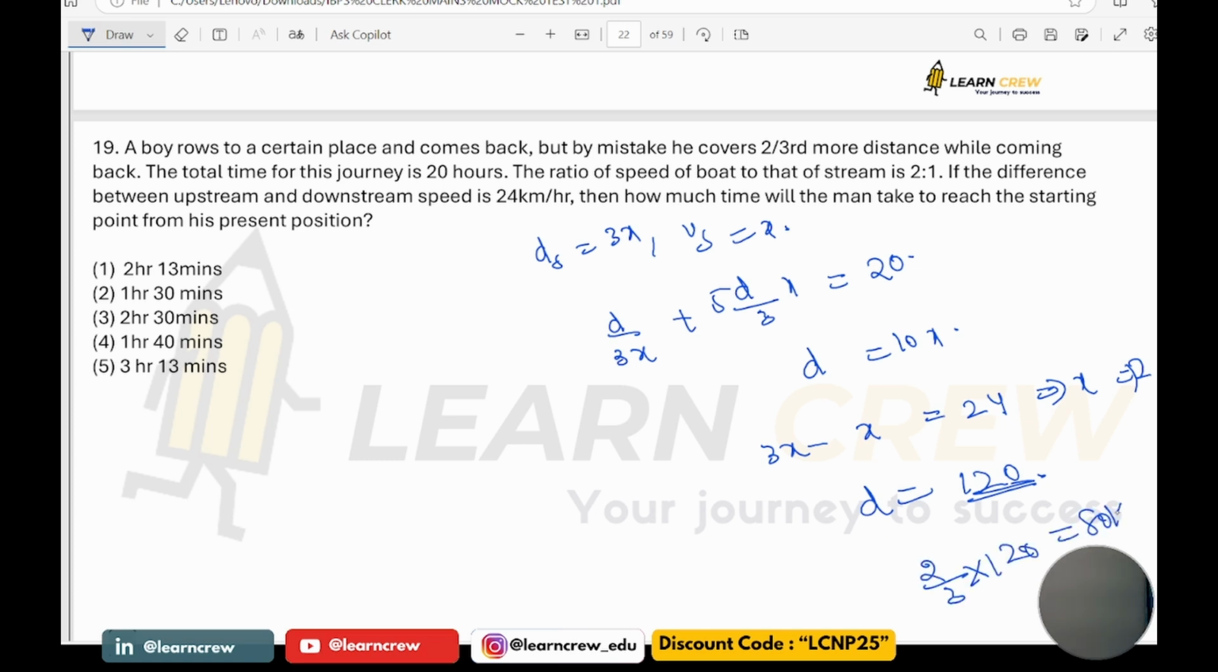80 kilometers. So what would be his speed? Speed in the downstream 3x, which is 3 into 12, 36. So how much time will it take? 80 by 36. So it means how much time? More than 2 hours. 2 hours 13 minutes.